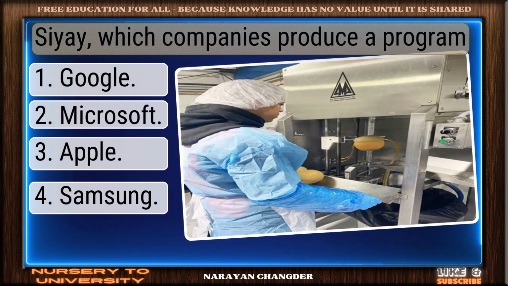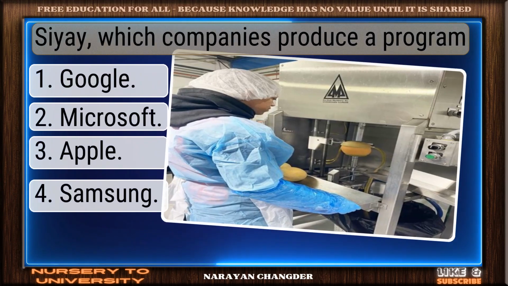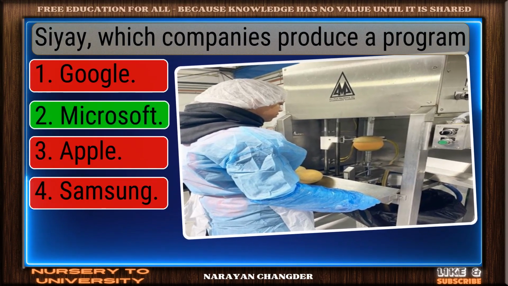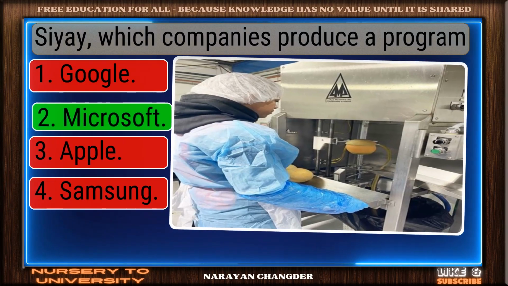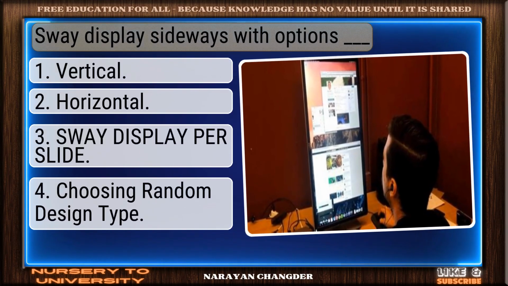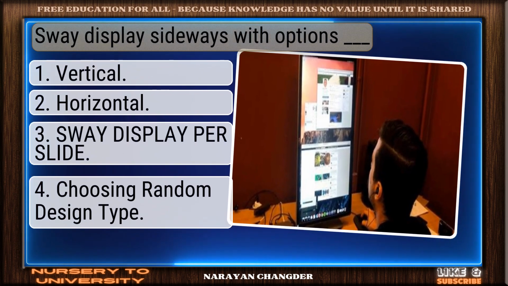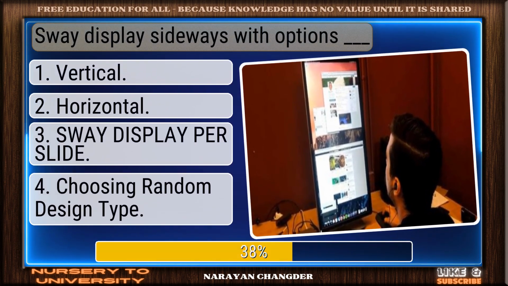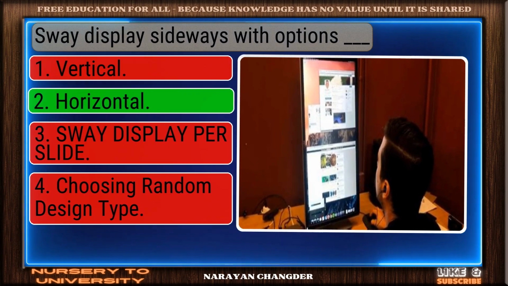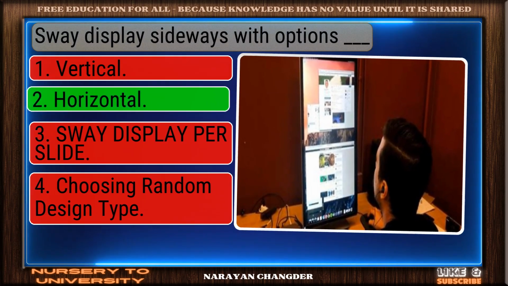Question number 59. Say which companies produce a program. Good job. Your answer Microsoft works well here. Question number 60. Sway displays sideways with options dash. On track. Horizontal is the correct answer.